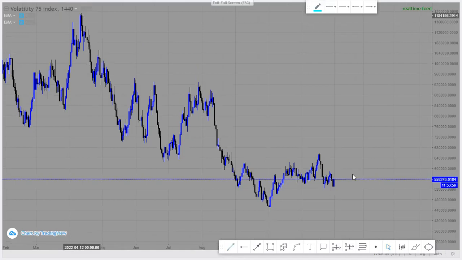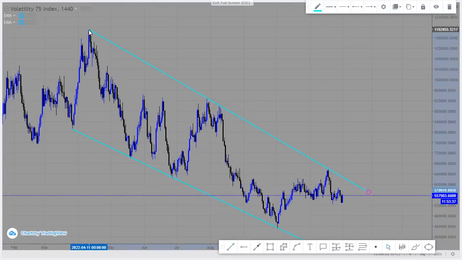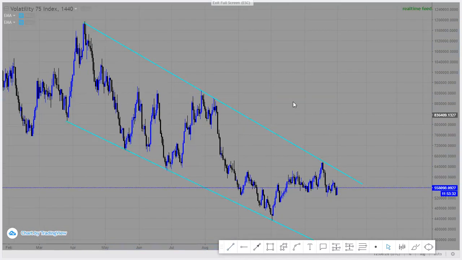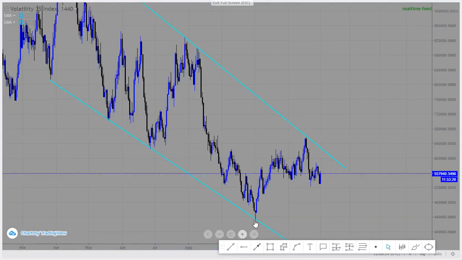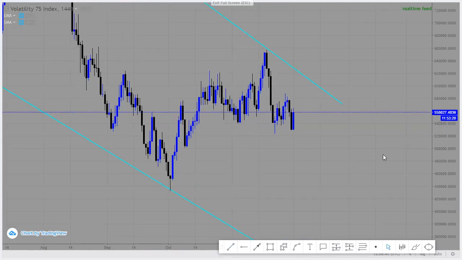Remember from the last analysis we did, we showed we have on the VIX75, right? That's point number one. A major downward channel that we're having, right? So if you zoom in on what is currently happening, let's look at market structure.